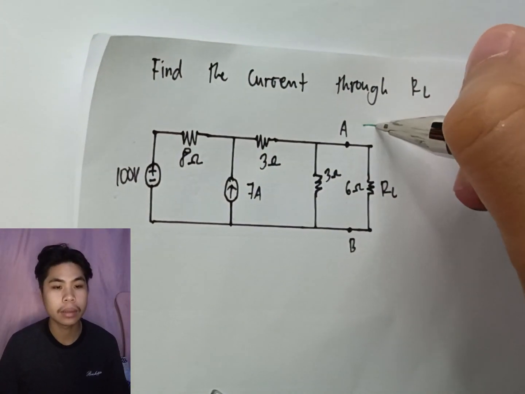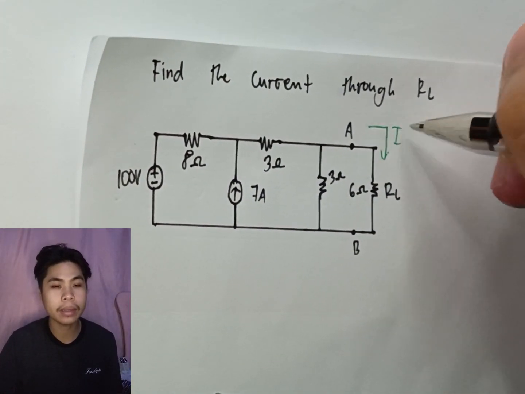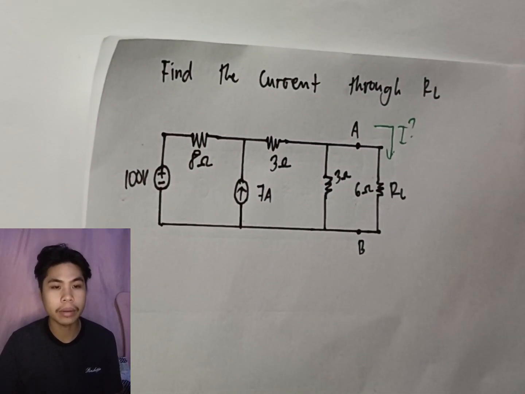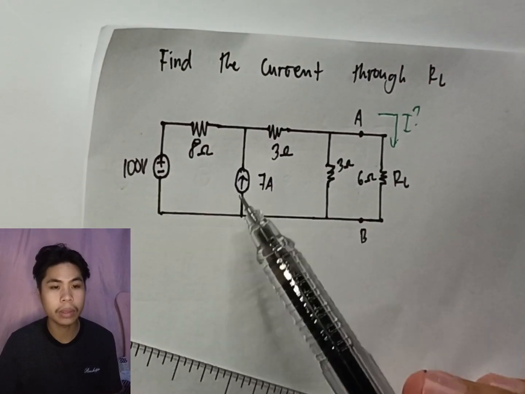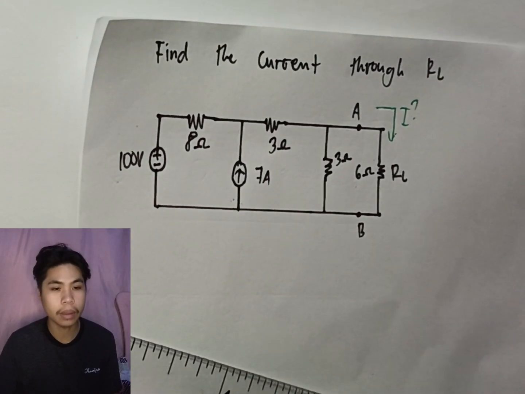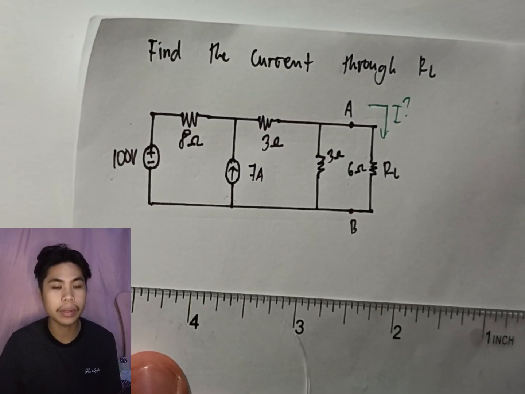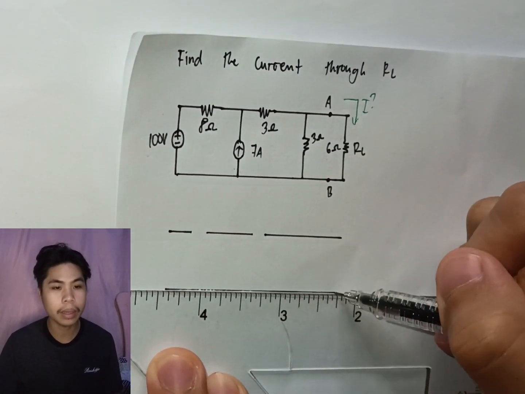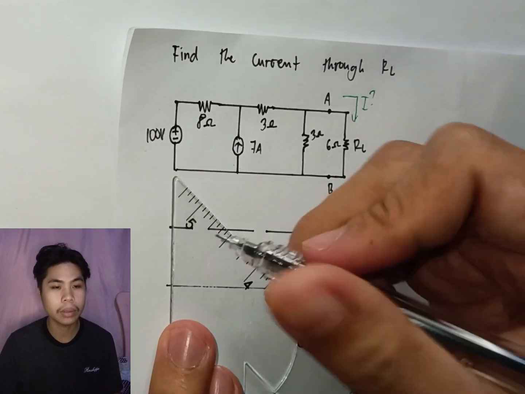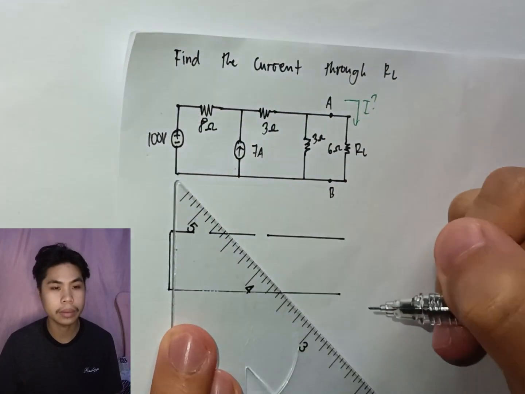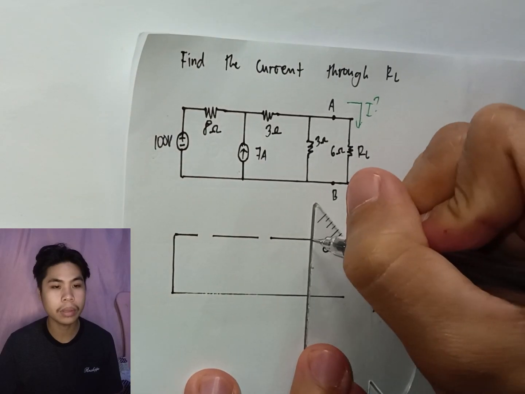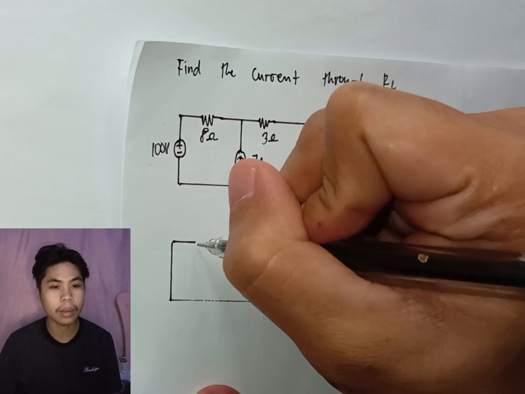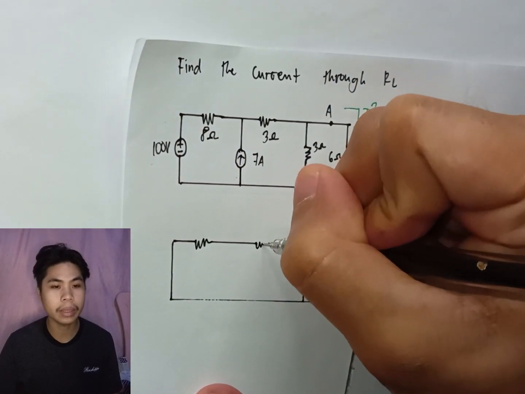Okay. So now let's try to solve some problems. Find the current through RL. So dito, meron tayong two power sources. At yung una nating gagawin ay tatanggalin yung power sources. Yung voltage source ay magiging closed circuit and yung current source ay magiging open circuit, kaya tatanggalin na lang.